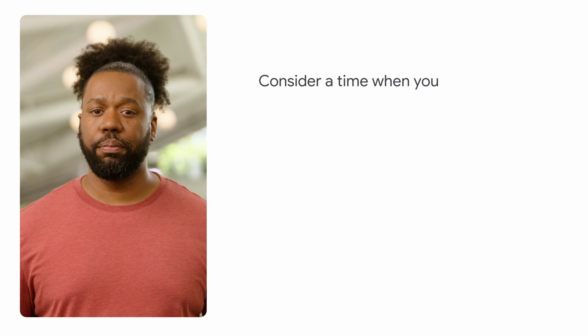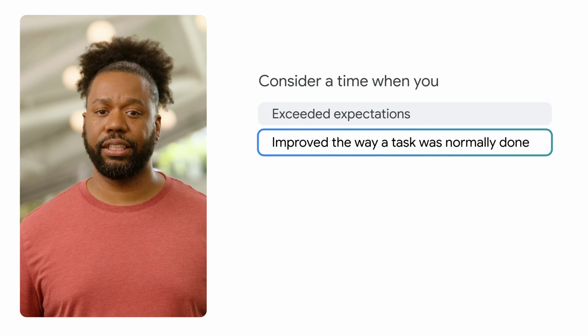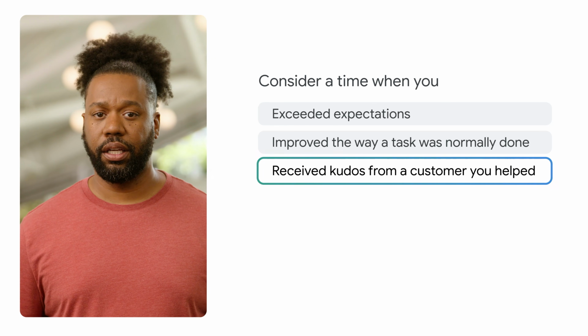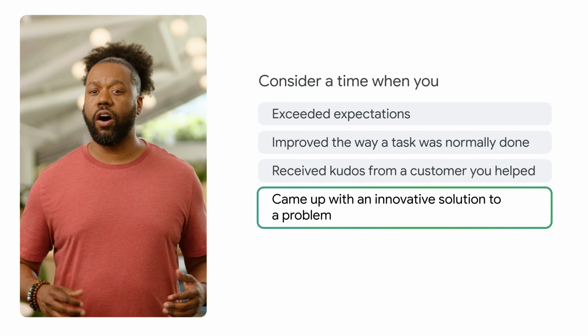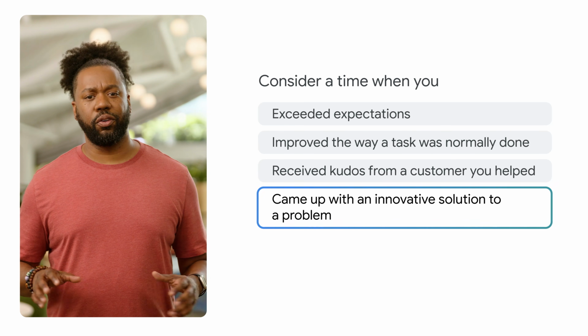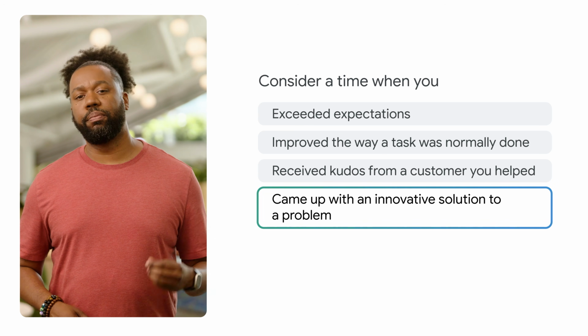Even if you're feeling confident about an interview question, the STAR method can help you better highlight your strengths and successes. For example, you can use the STAR method to help you describe how you exceeded expectations, improved the way a task was normally done, received kudos from a customer you helped, or came up with an innovative solution to a problem. These are all common interview questions that you might be asked, so start thinking through your responses now to use the STAR method to its full potential.